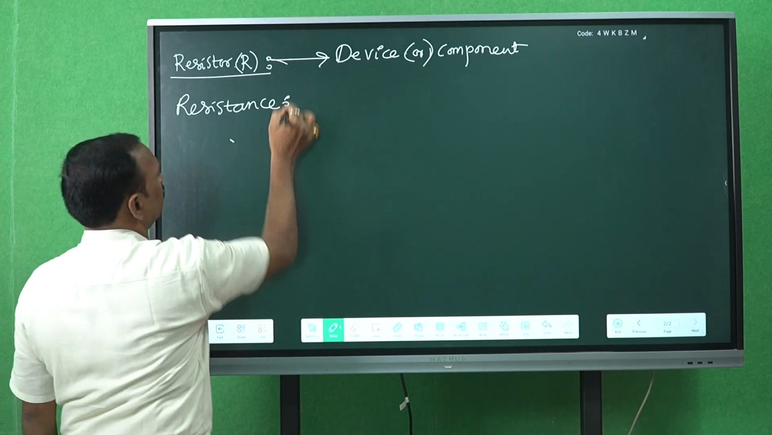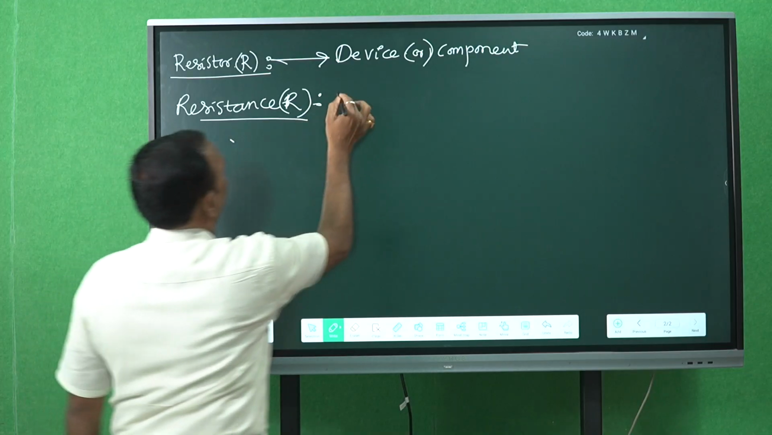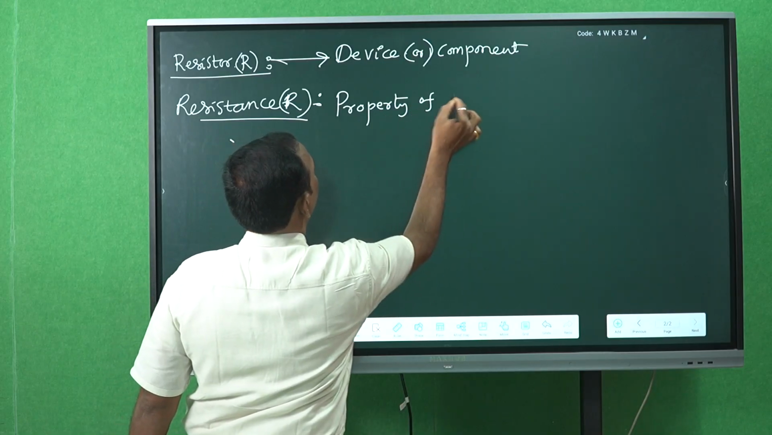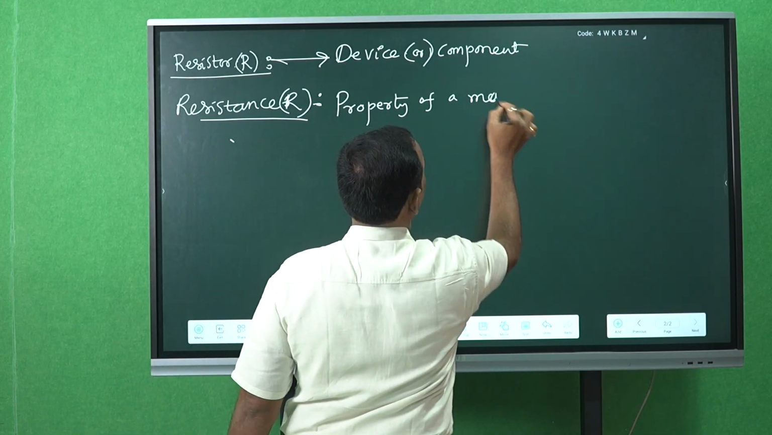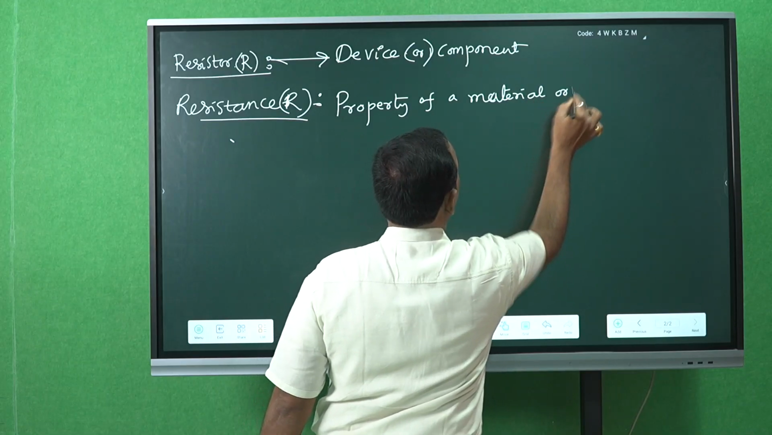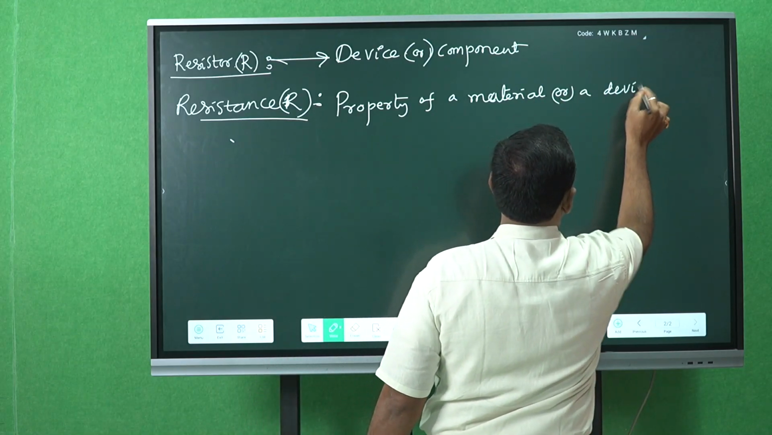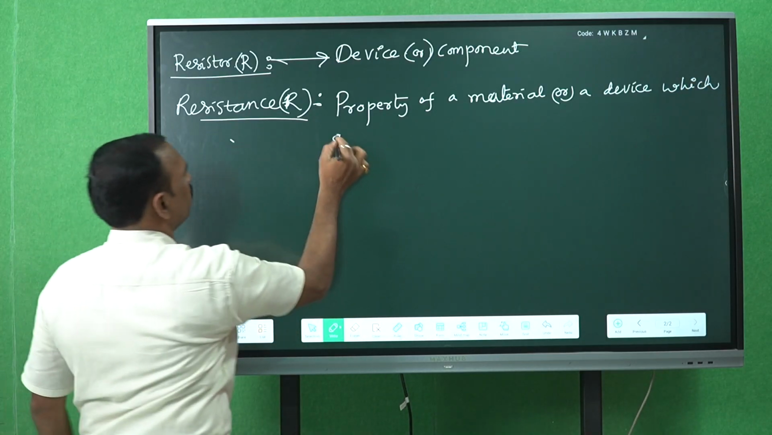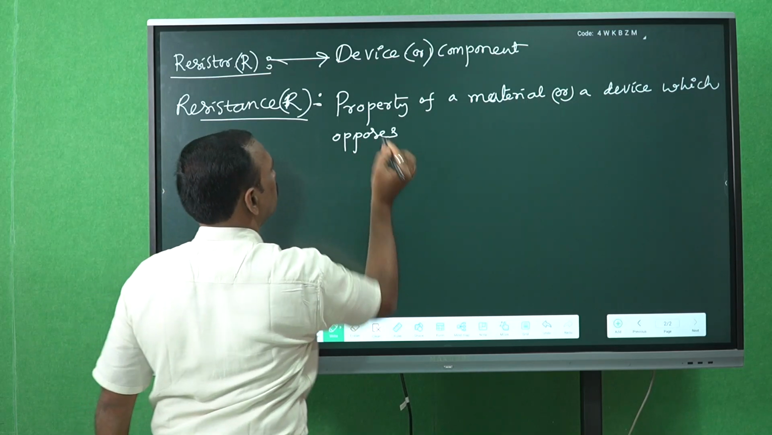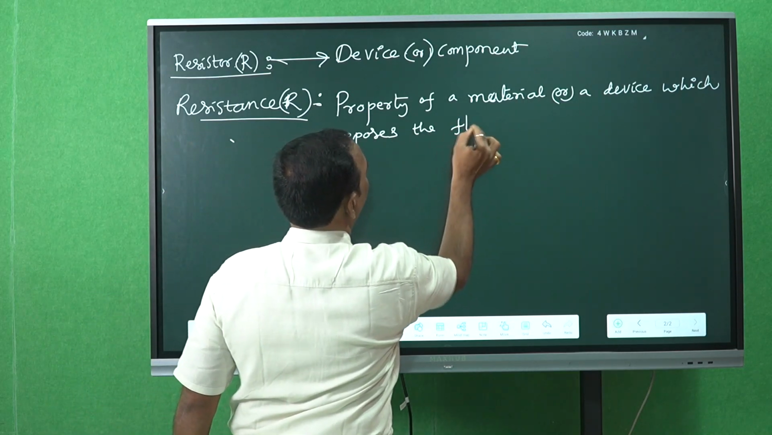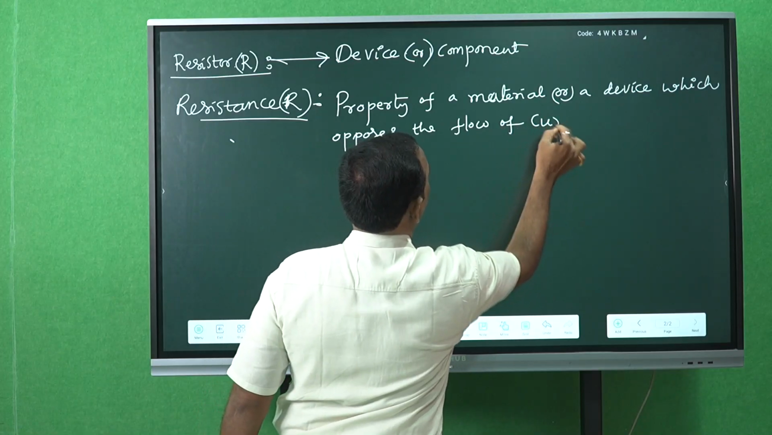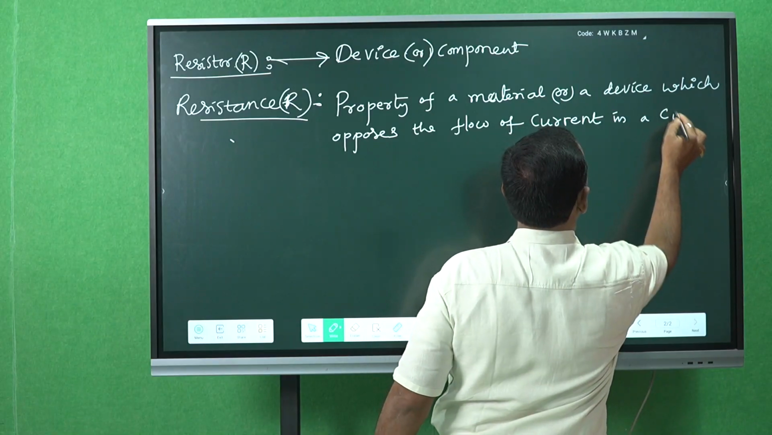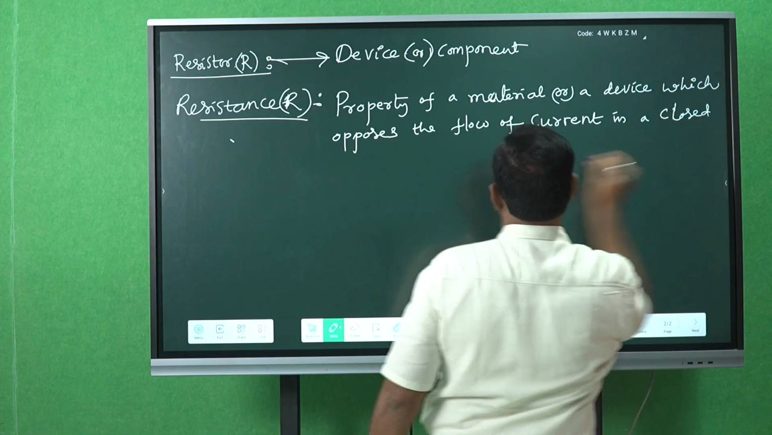Now, what is resistance? Resistance is the property of a material or a device which opposes the flow of current in a circuit, a closed circuit.